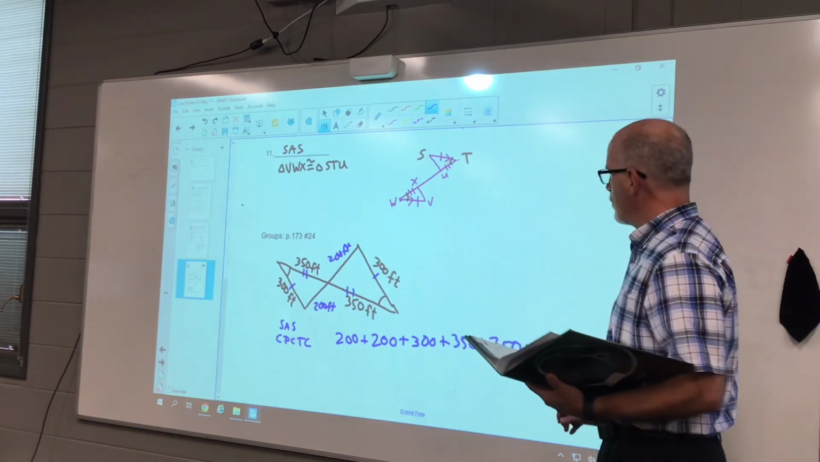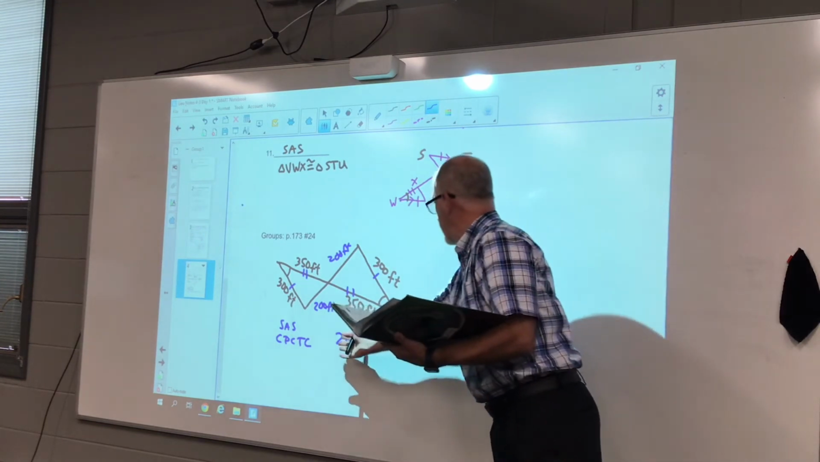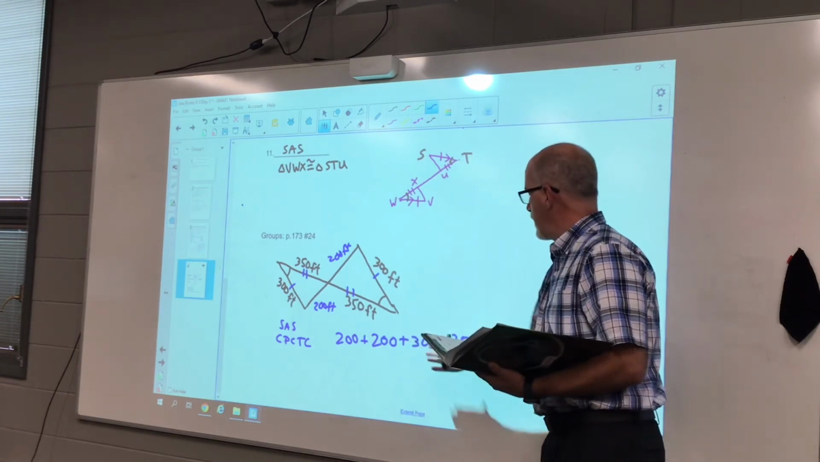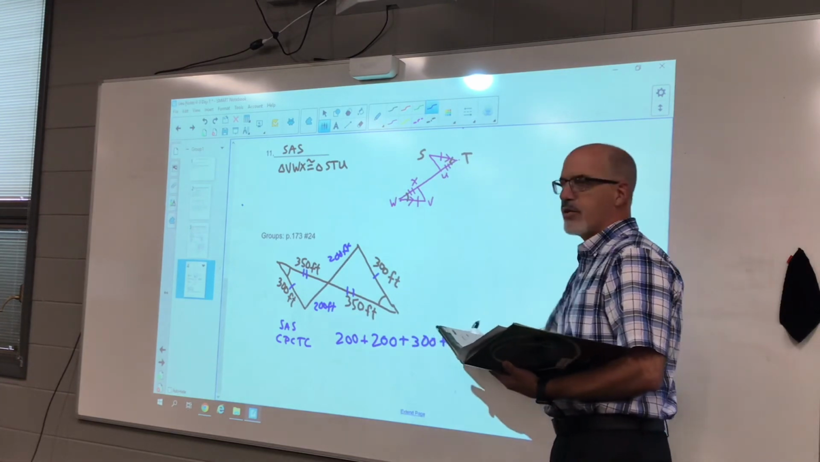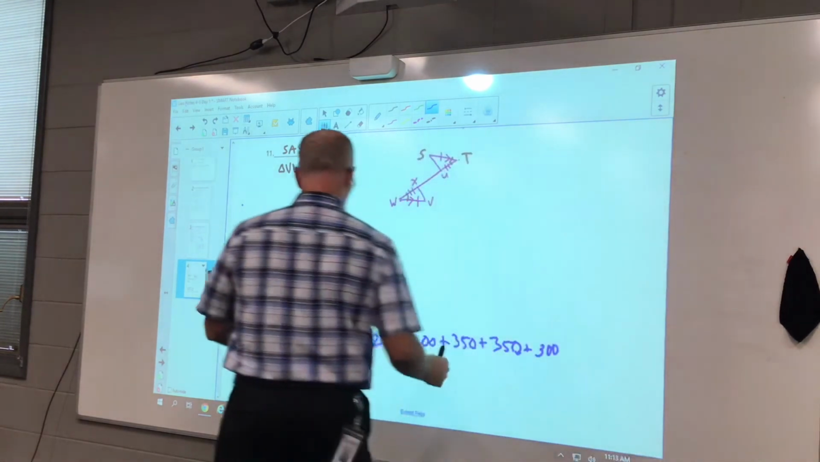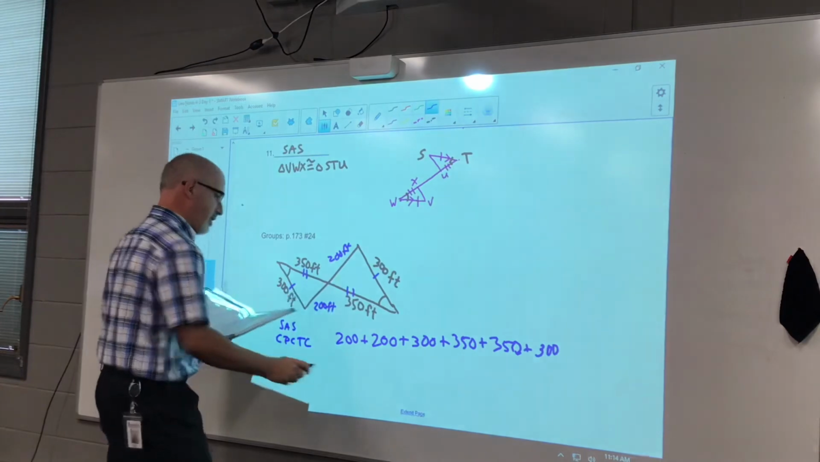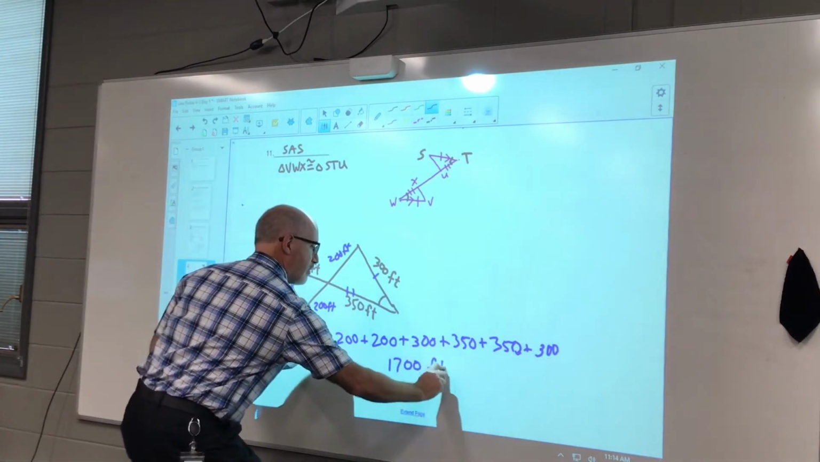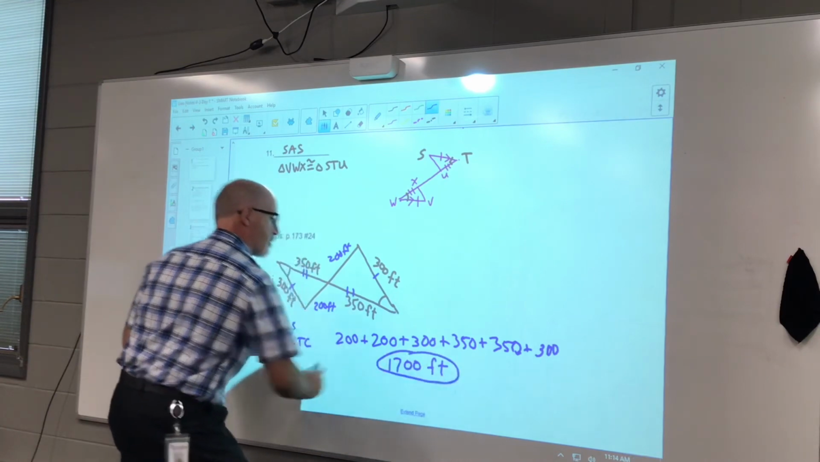So if we add all those together, we're going to get here 400 plus 300 is going to be equal to 700. This is another 700, so we've got 1400 plus 300. That gives us a total of 1700 feet of what it traveled. There's our answer.